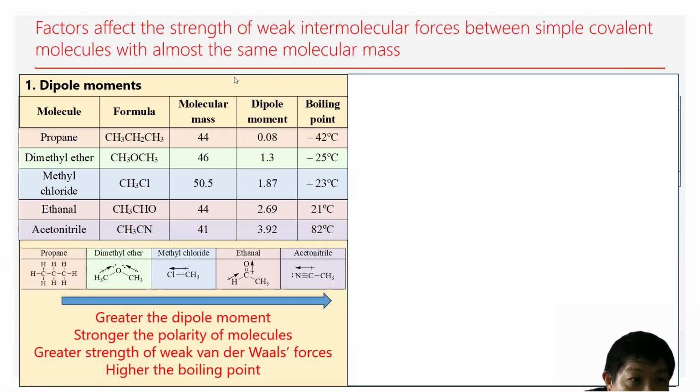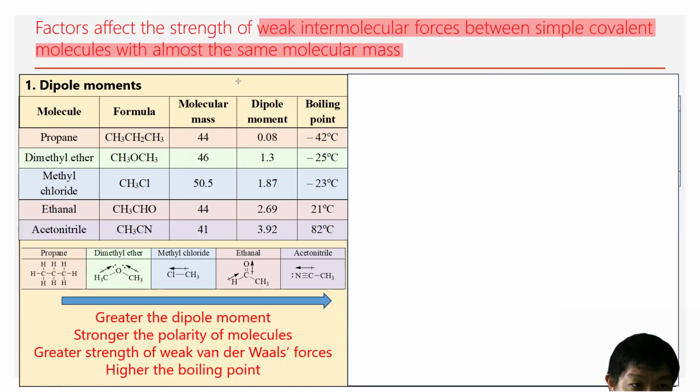Now, here we are talking about molecules with almost the same molecular mass or molecular size. As you can see, propane is 44, dimethyl ether 46, methyl chloride 50.5, ethanol 44, acetonitrile 41. So their molecular mass does not differ; the range is plus or minus 10 relative molecular mass. However, propane has the lowest dipole moment, followed by dimethyl ether, methyl chloride, ethanol, and acetonitrile, which has the highest boiling point. For information, how do these molecules look?